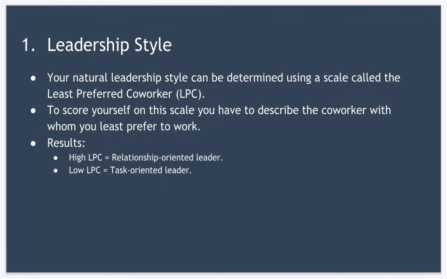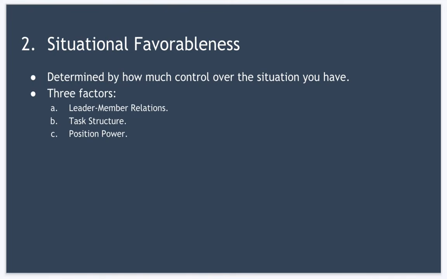Now, task-oriented leaders tend to be good at organizing teams and projects and getting things done. Relationship-oriented leaders tend to be good at building good relationships and managing conflict to get things done. Now, the next step, or the final step of the model, is to understand the favorableness of the situation you face. And this is determined by how much control over the situation you have as a leader.